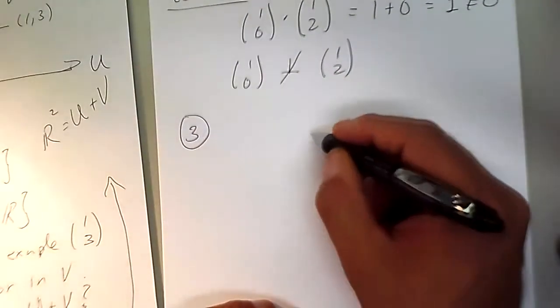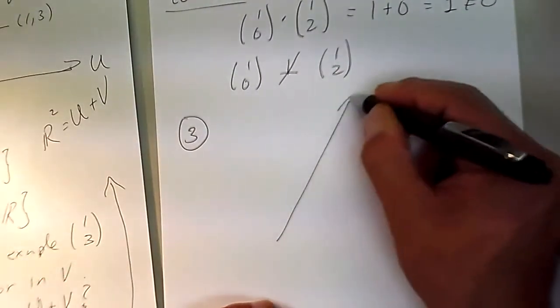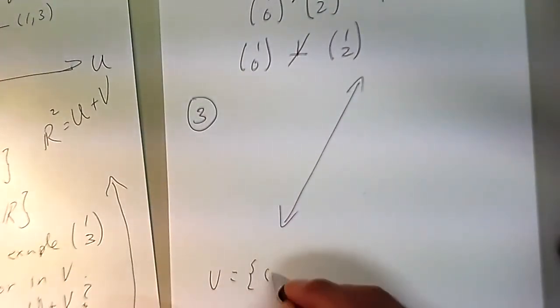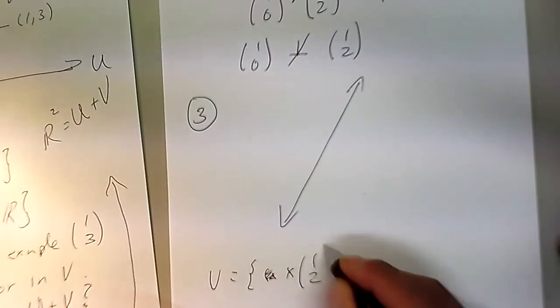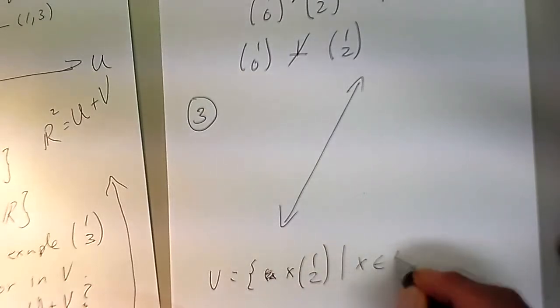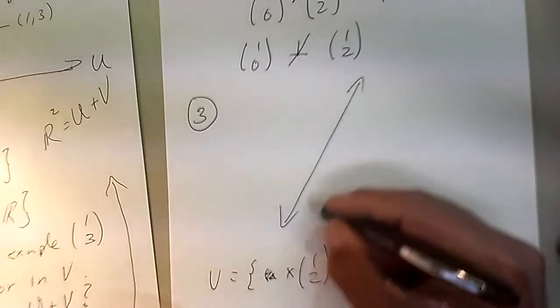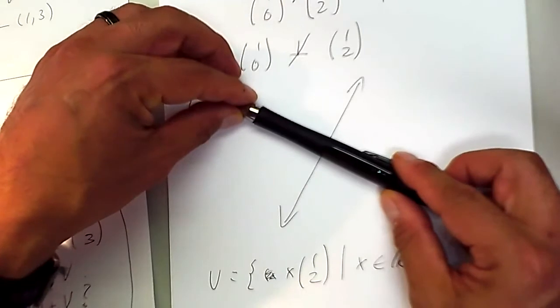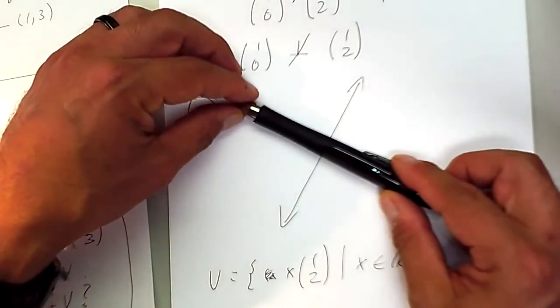In fact, it is going to be important, and it's going to be even more messy when we have higher dimensions. So let's say you have this V, which is generated by (x, 1, 2) such that x is a real number. All right, so can we find another space that is perpendicular to it? And the answer is no problem.